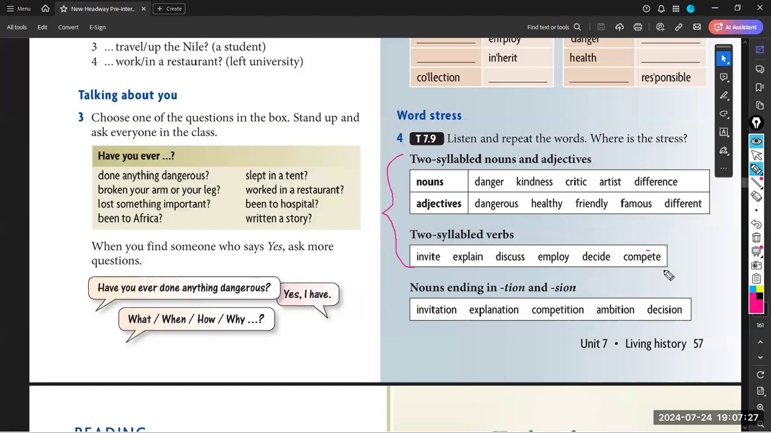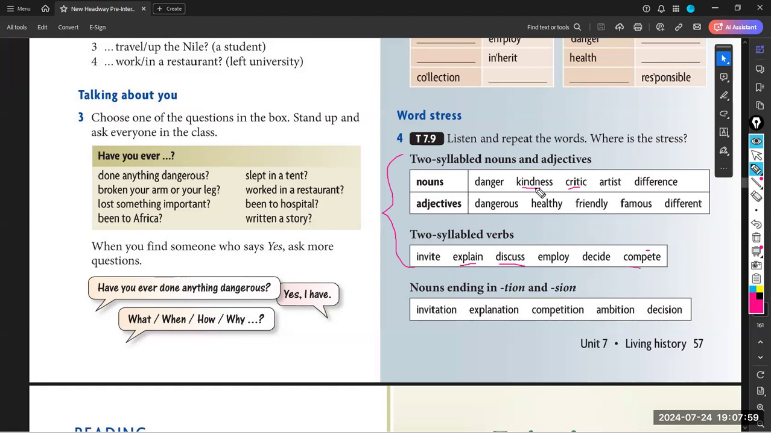Hiba, can you please read them again? Yes. Danger, kindness, critic, artist, difference, dangerous, healthy, friendly, famous, different. Invite, explain, discuss, employ, decide, compete. Okay, thank you so much.